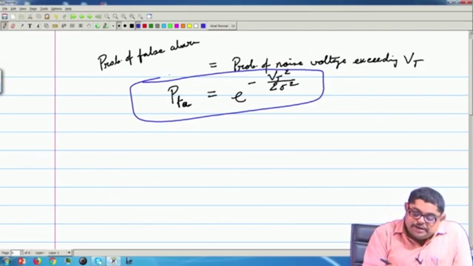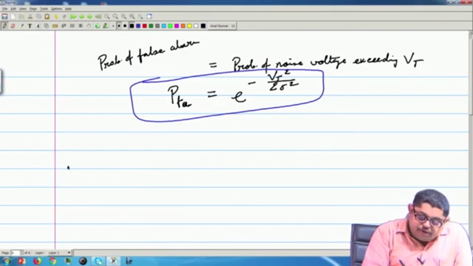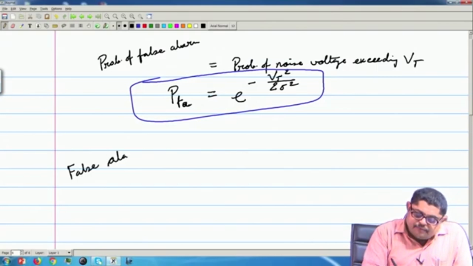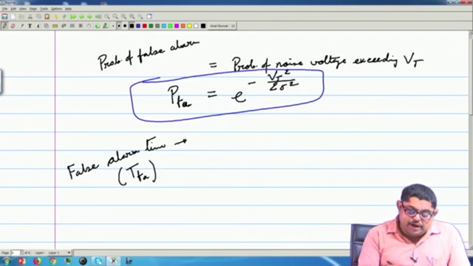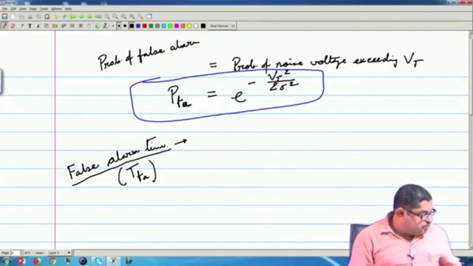So, that is why there is another parameter that is called the false alarm time. It is usually written as time of false alarm, T F. We will understand this false alarm time now.